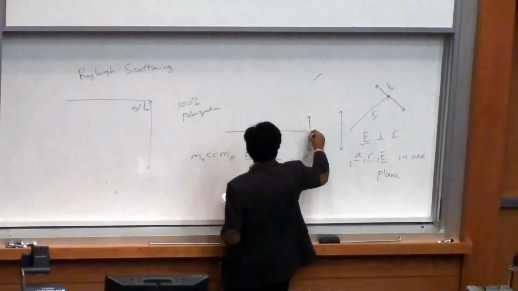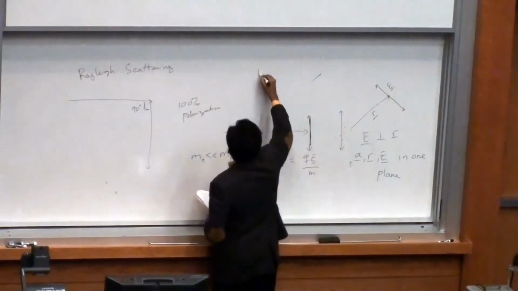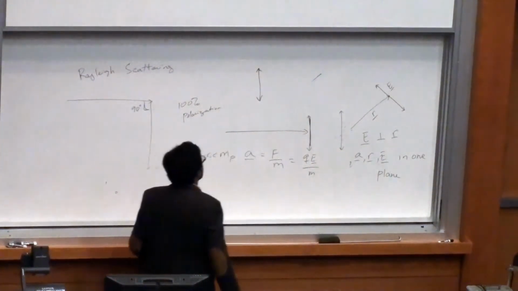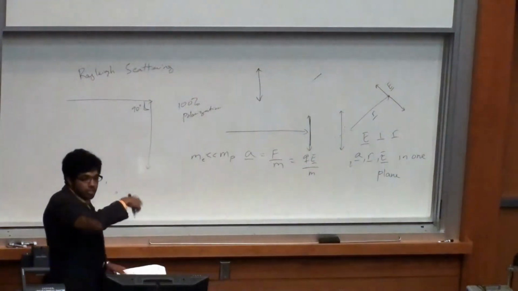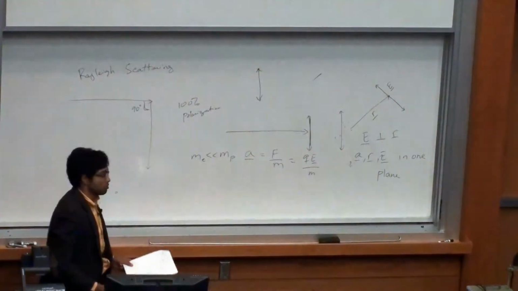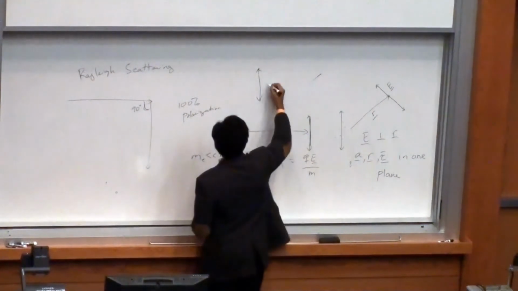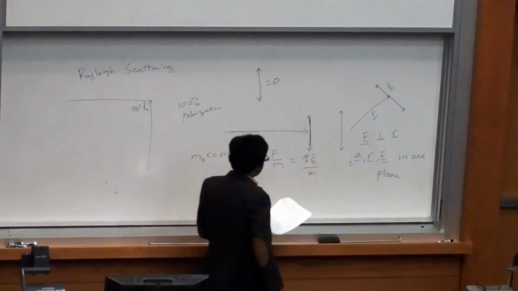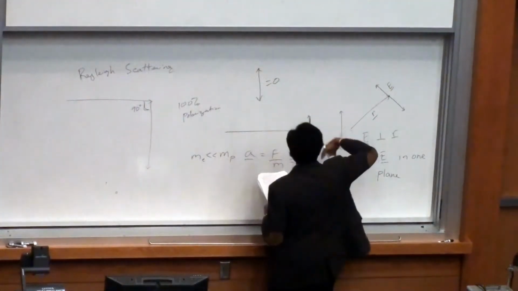So if it's accelerating in this direction, the probability that the electron will get scattered in the direction that the electric field is oscillating in is 0. Right? So in this direction, the probability is 0. The highest probability would be when it's perpendicular to the direction of acceleration.